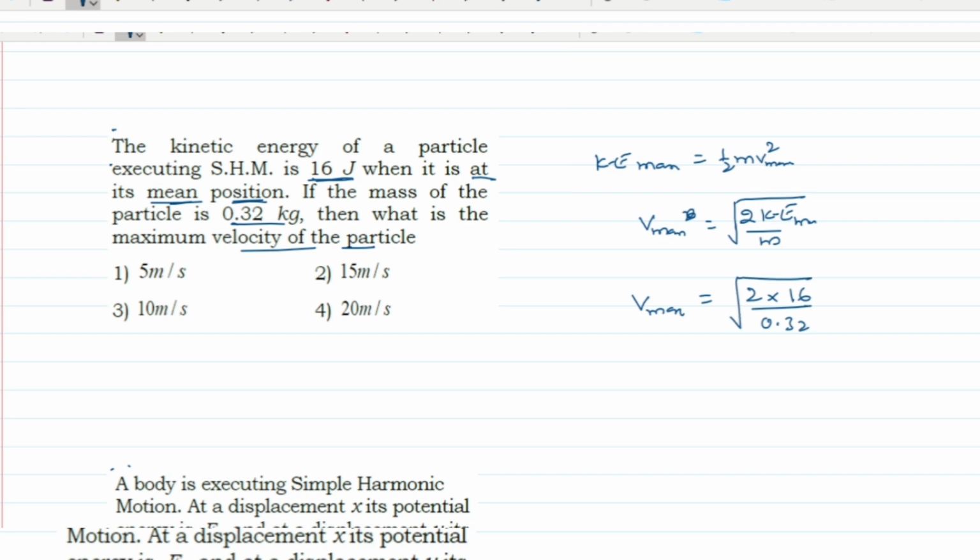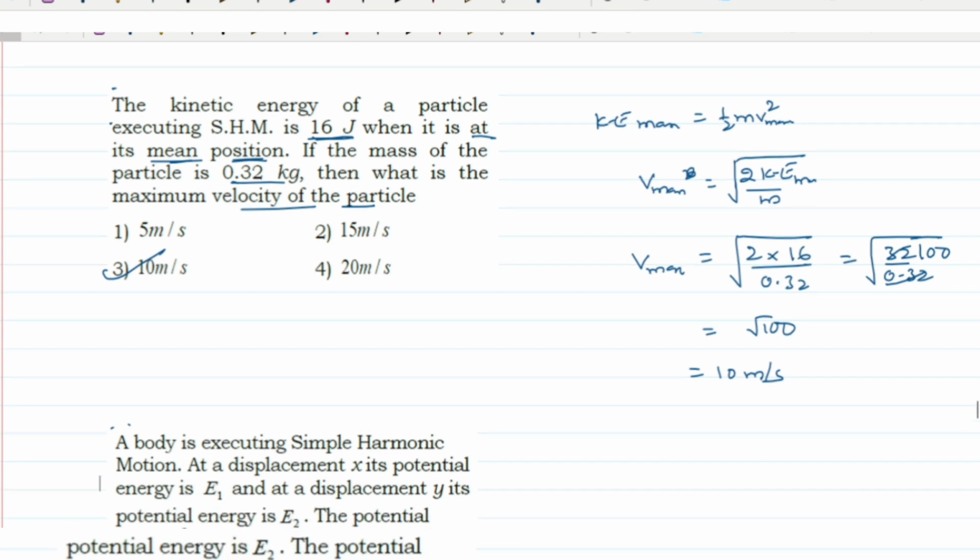Now simplifying this, we get 2 into 16 is 32, 32 by 0.32 under root, which is 100, and the root of 100 is 10 meters per second. So 10 meters per second is the correct answer. Let us see the next question.